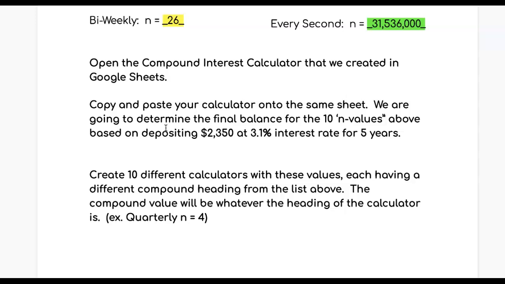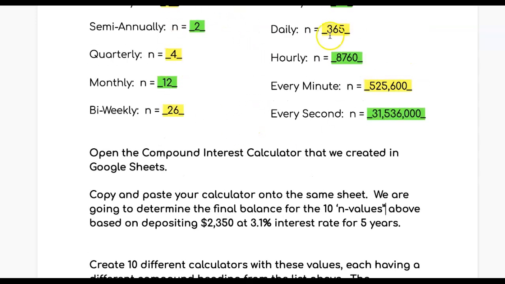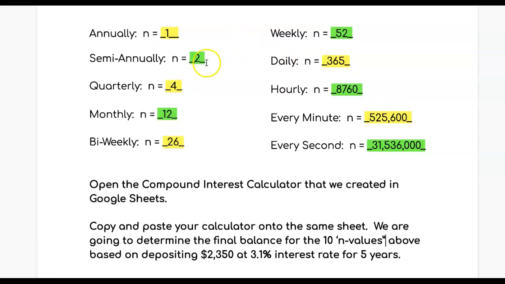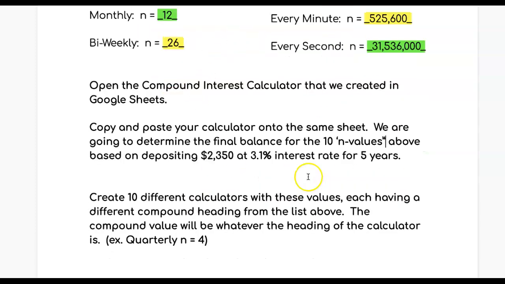So now here's what we'll do. We're going to open up the compound interest calculator that we did last week in Google Sheets. We're going to copy and paste that calculator onto the same sheet, and I'll show you what I mean by that. And then we're going to determine the balance for all 10 of these n values up here. But we're going to keep the deposit of $2,350, the interest rate of 3.1%, and the length of time of 5 years. We're going to keep all of this the same.